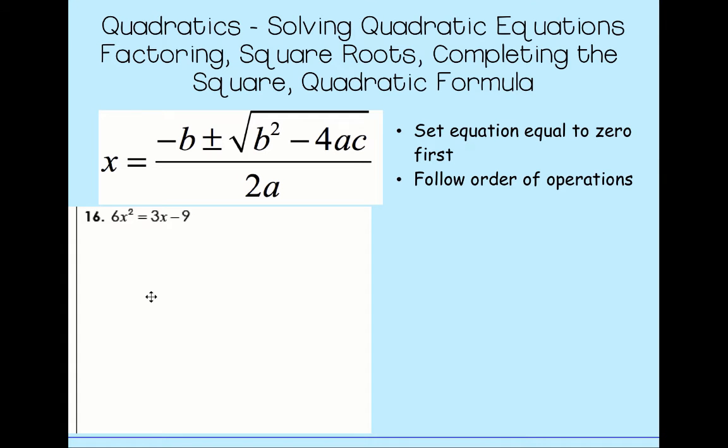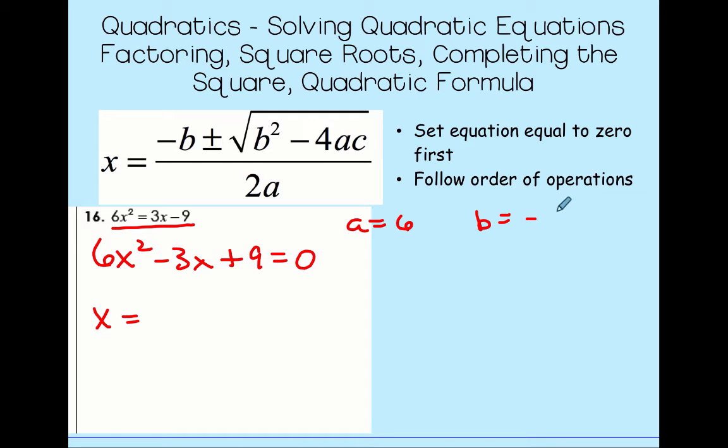Okay, let's go ahead and look at the second problem. And so remember that when we're solving this one, we can't solve it until it's set equal to 0. So we have 6x squared minus 3x plus 9 equals 0, putting everything on the left. Now I'm going to put it in my formula. So x is the opposite of b. So a is 6, b is negative 3, and c is 9.